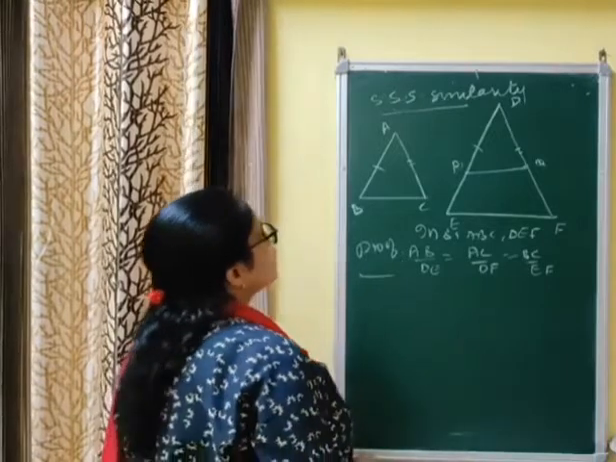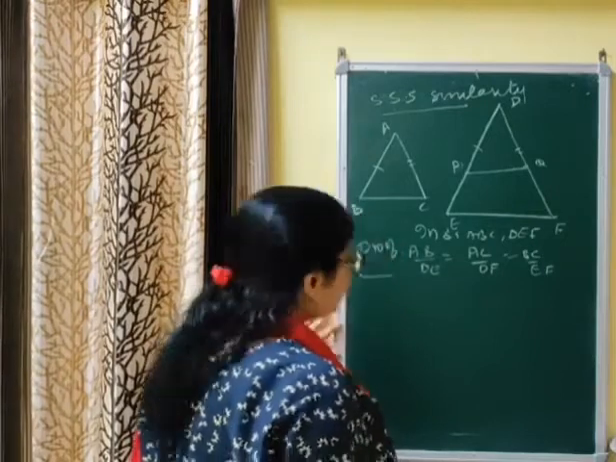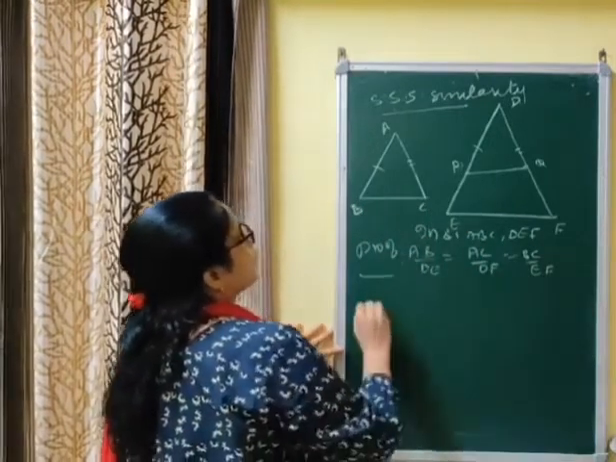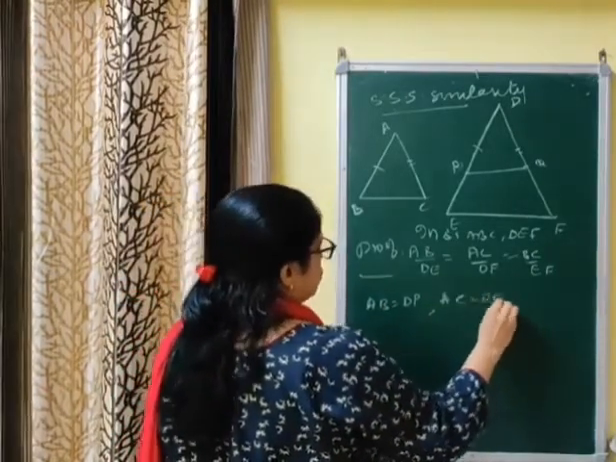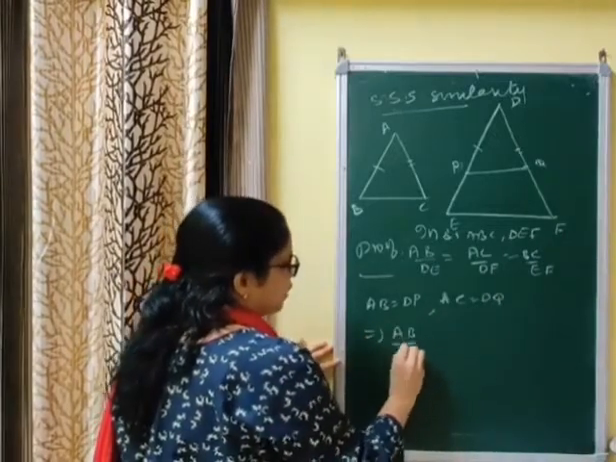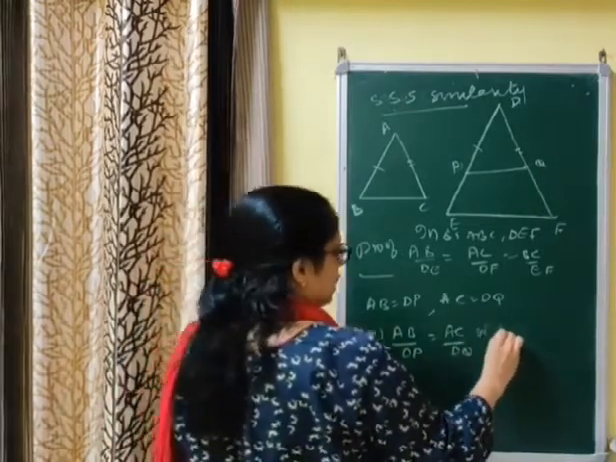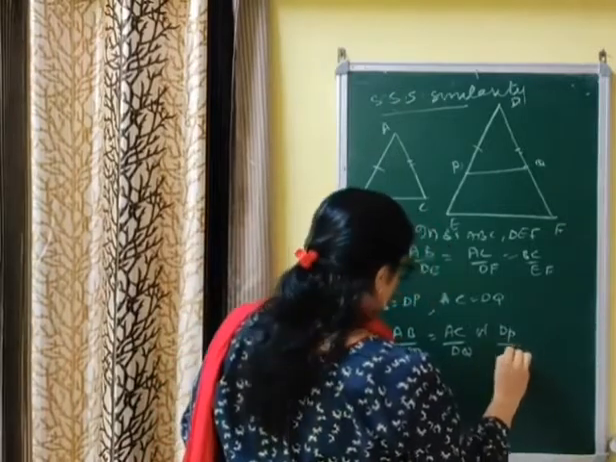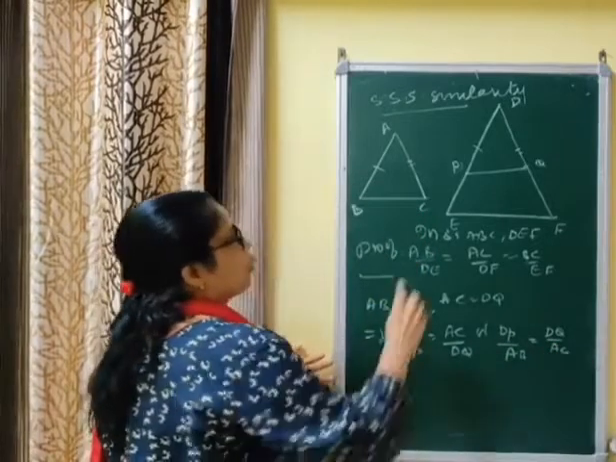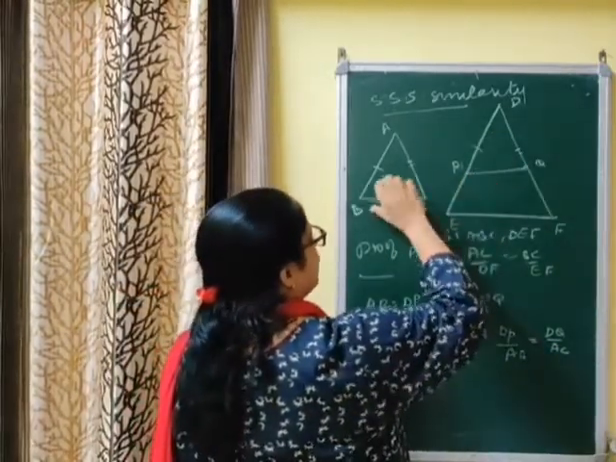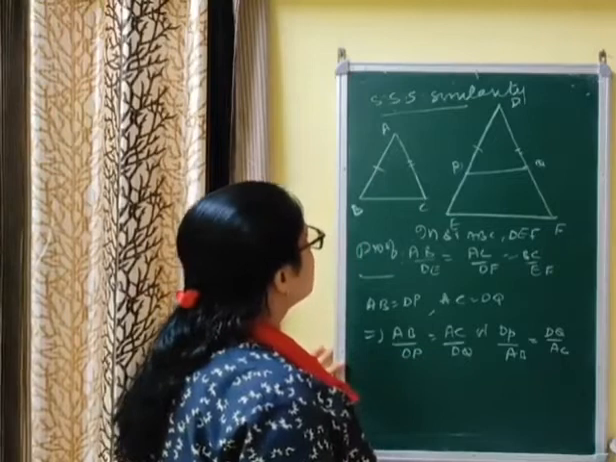Now see the triangles ABC and DPQ. How can we prove that? In triangles ABC and DPQ, AB is equal to DP and AC is equal to DQ. So you can write AB by DP is equal to 1, that is AB by DP is equal to AC by DQ, or DP by AB is equal to DQ by AC. Now if DP by AB is equal to DQ by AC, how can we prove that these two are similar?